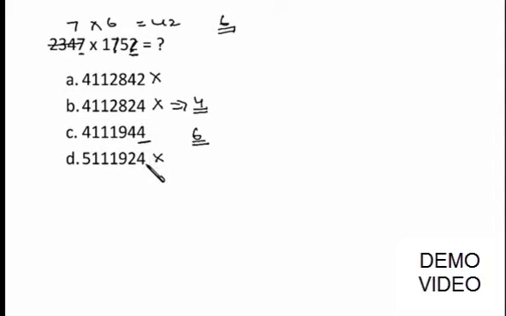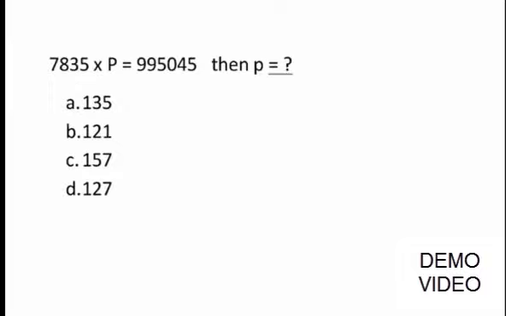Okay, so in this question we discussed 3 techniques: approximation, unit digit, and digital root. Right, now we take 1 or 2 more examples. Now let's see this problem. 7835 into P gives 995045. Then we have to find out the value of P, right?